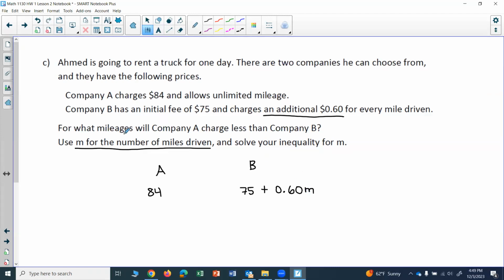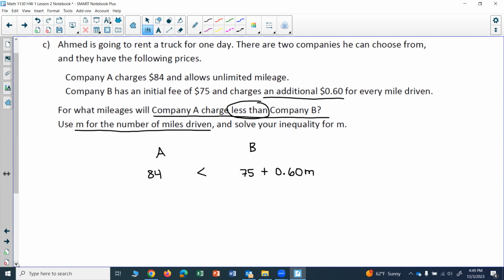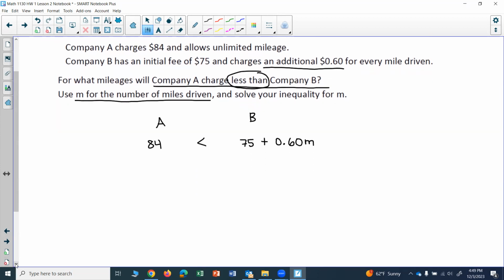And we want to know for what mileages will Company A charge less than Company B. So less than tells us that we want the less than inequality symbol. So you get your inequality set up, and then you want to solve. To solve, you follow the same steps as for a regular equation. I'm going to subtract 75 from both sides.